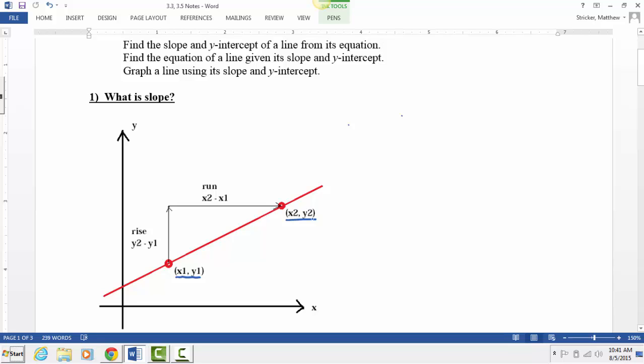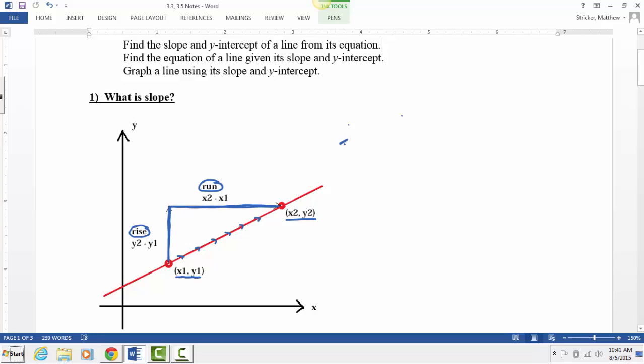And we want to talk about the fact that if we move from this first point to the second point, there are 2 changes that have to take place. A vertical change has to take place, and a horizontal change has to take place. And when we're talking about slope, a lot of times in math we give specific names to these changes. We call the vertical change a rise and the horizontal change a run. And so all slope is, is the ratio of those 2 changing quantities.